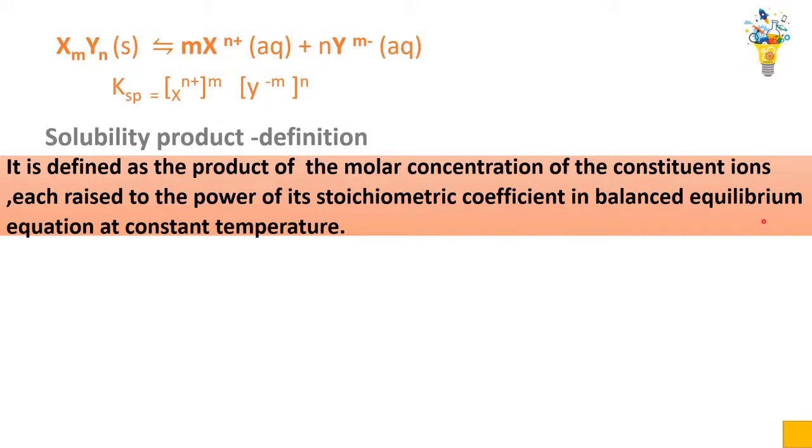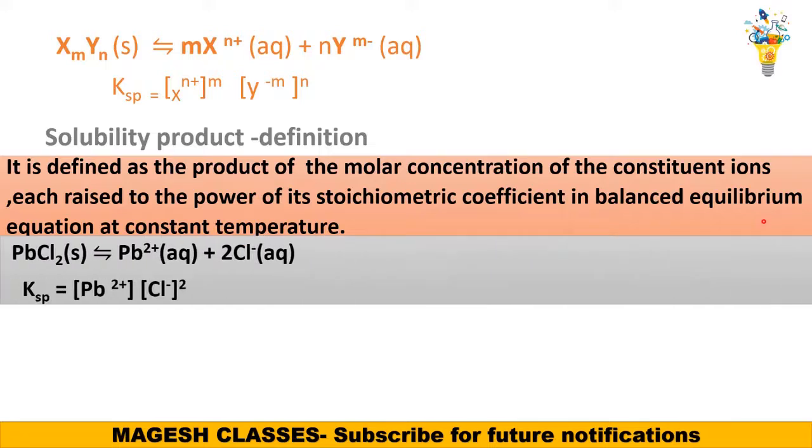Now consider one reaction, lead chloride. Lead chloride dissociates to give lead 2 plus ion and 2 Cl minus ions. So Ksp can be written as the product of the concentrations of the constituent ions, lead 2 plus and Cl minus, each raised to the power of its stoichiometric coefficient. For lead 2 plus the stoichiometric coefficient is 1, so power 1, and for chloride the stoichiometric coefficient is 2, so it is raised to 2 in a balanced equation.